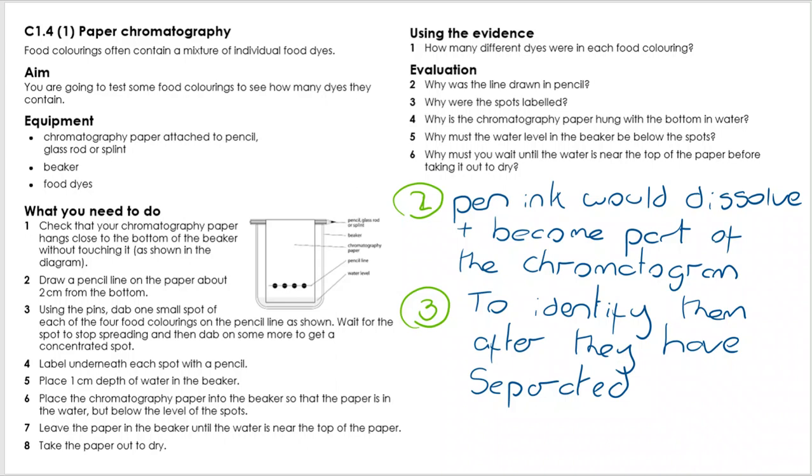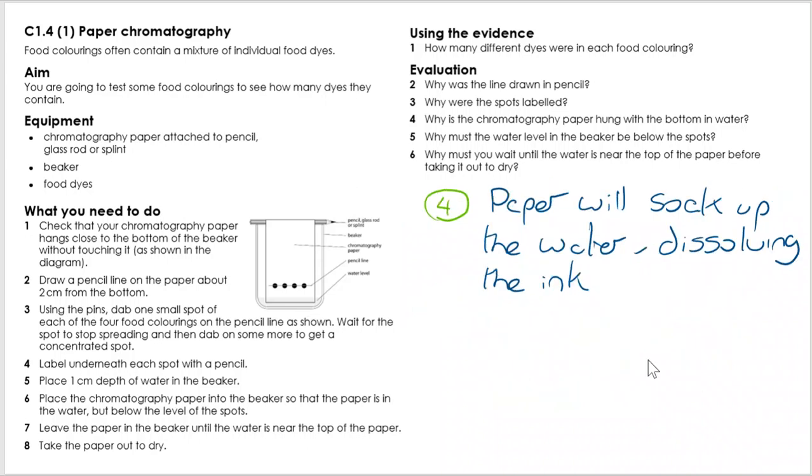For number 4, why is the chromatography paper hung with the bottom in the water? You can see that just here. We have a water line, we have the paper dipping into that water. Well, the water soaks into the paper and it rises up. It's as it rises up that the ink from the spots we've added dissolves into that water and gets carried up the paper. So we need to do that so the paper will soak up the water and it will dissolve the ink.